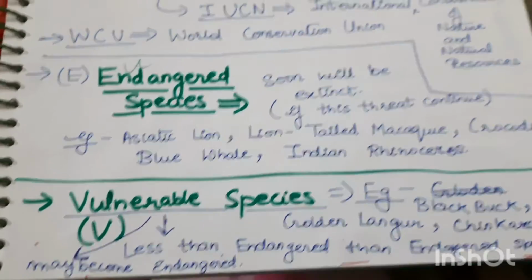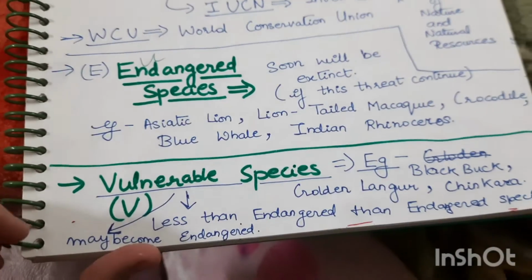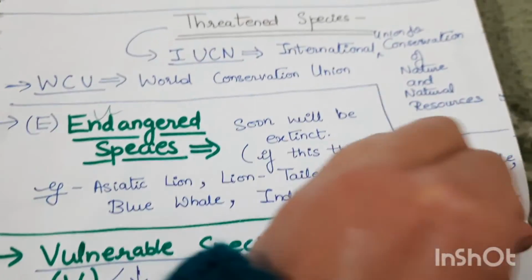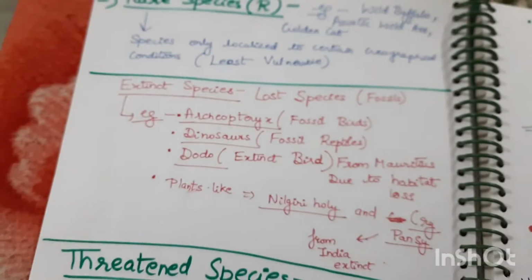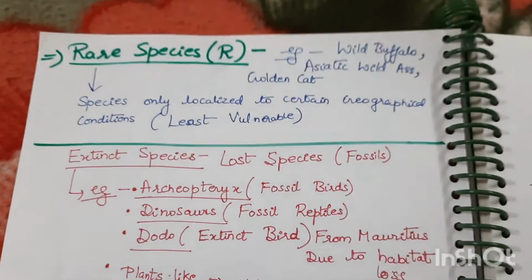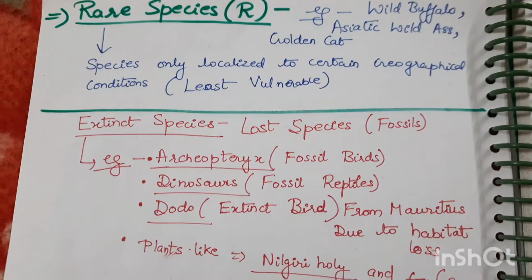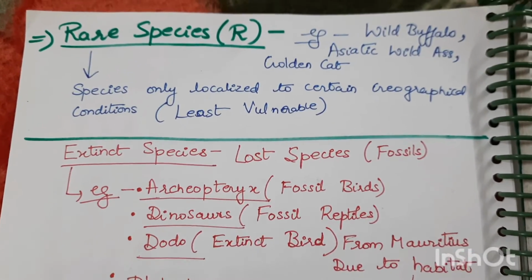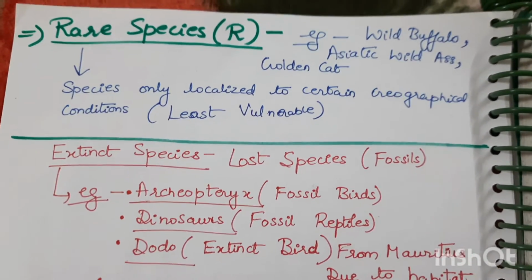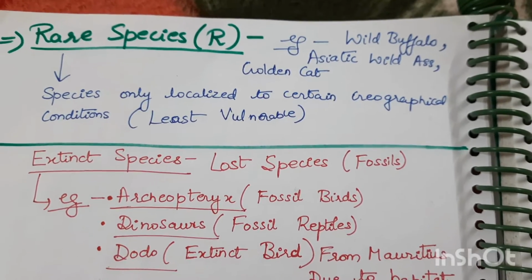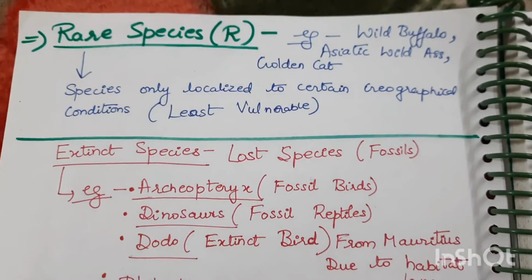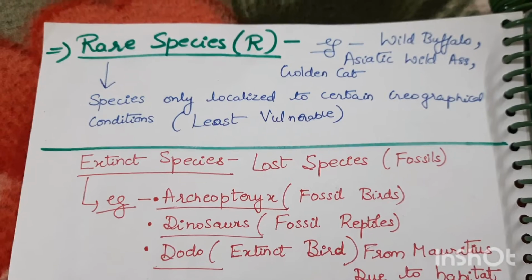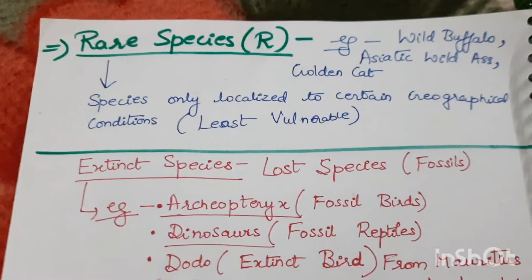Okay. Now is it clear? Endangered species and vulnerable species. Now next we have to study rare species. What are rare species? Rare species are localized to certain geographical conditions, that is, least vulnerable. Examples are wild buffalo, Asiatic wild ass and the golden cat. Okay, so these are near to vulnerable but not yet.